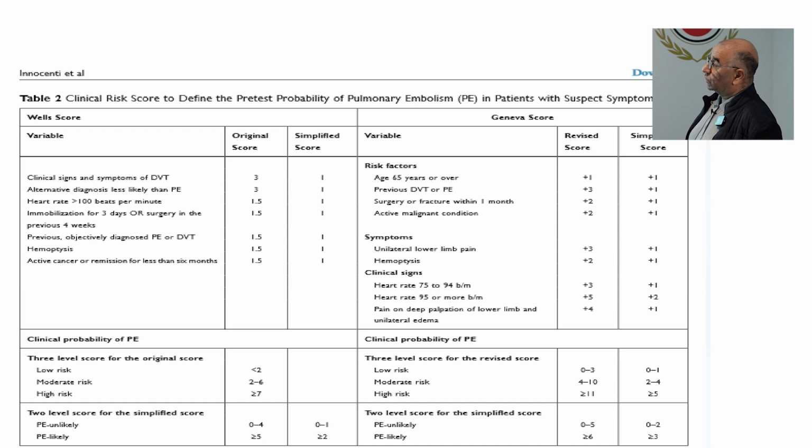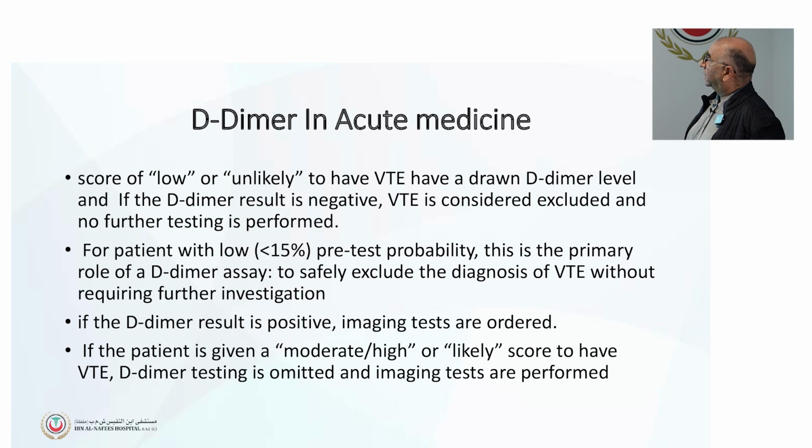So these are the patients who require CT angio. But with a low risk group, here you can go easily with just D-dimer. So with a score of low or unlikely to have thromboembolism, if the D-dimer level is negative, then khalas, you don't need to do CT angio. If of course the D-dimer result is positive, you go for an imaging study. For patients with moderate to high risk, you don't need to do the D-dimer, because anyway you are going to do more confirmatory tests, which is a CT angio or VQ scan.